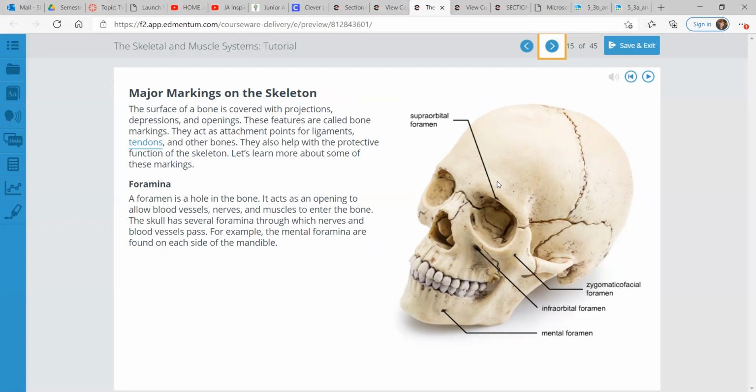And the first is foramina. The foramen is a hole in the bone. It acts as an opening to allow blood vessels, nerves, and muscles to enter the bone. The skull has several foramina through which nerves and blood vessels pass. For example, the mental foramina are found on each side of the mandible. Here we have the supraorbital foramen, the zygomaticofacial foramen, the infraorbital foramen, and the mental foramen.